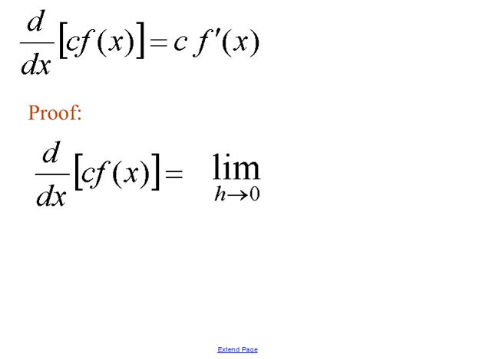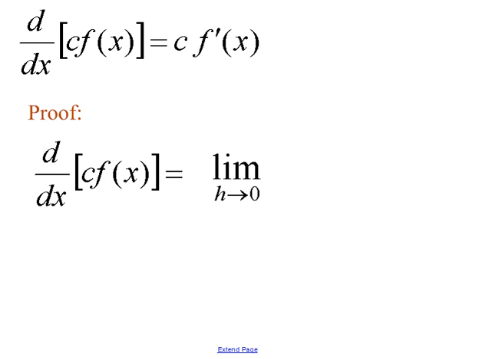All right, so we've got a couple of rules here for our derivatives. If we have a constant times a function, then taking its derivative is the same thing as the constant times the derivative of that function. Let's prove it.